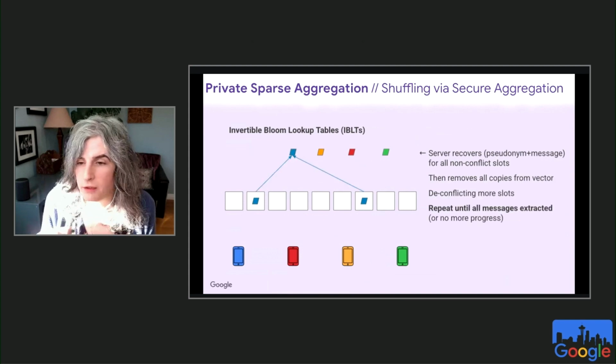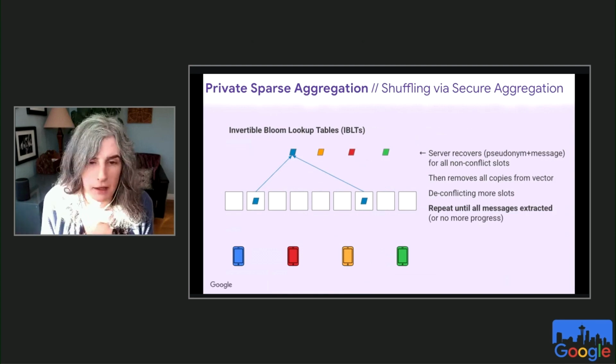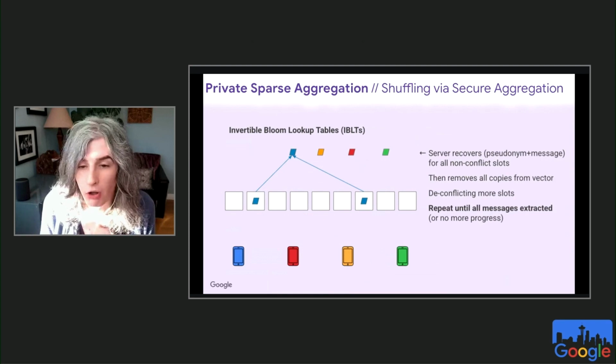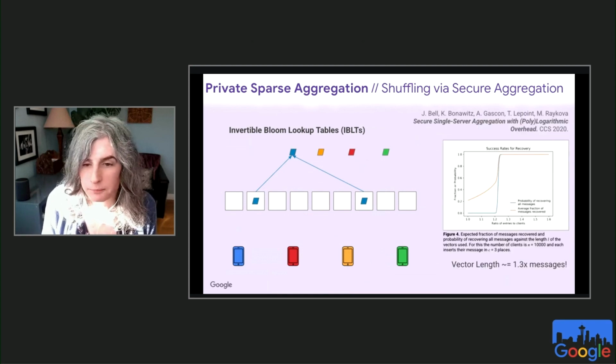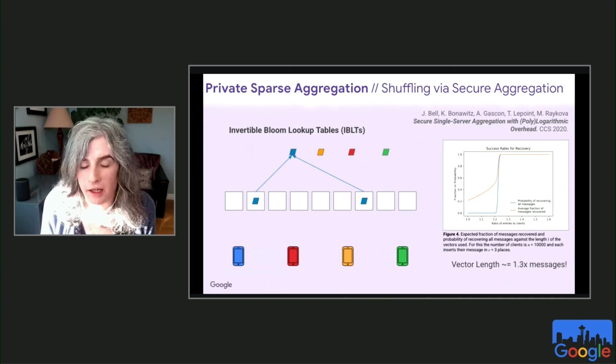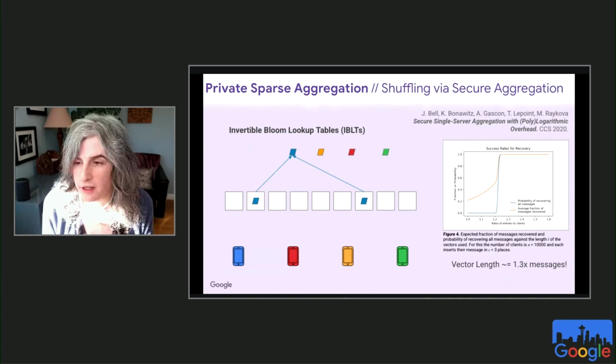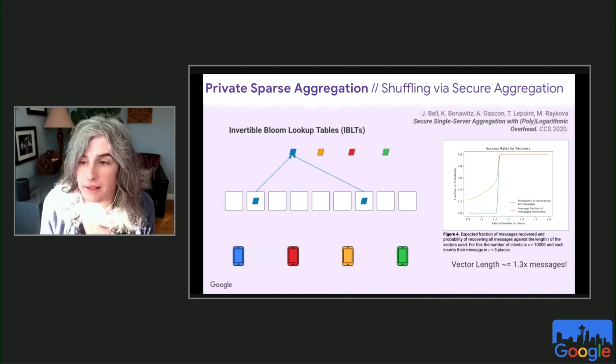And you can repeat that process, basically peeling off the messages until you've recovered all of the messages in the data structure. And kind of the surprising thing here is, with a vector length about 1.3 times the number of messages that you're trying to transmit, there's extremely high probability that you'll recover all of the messages in this system.